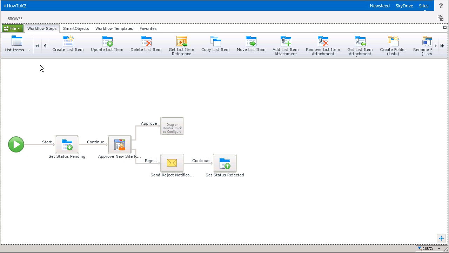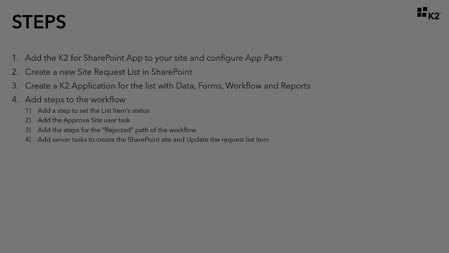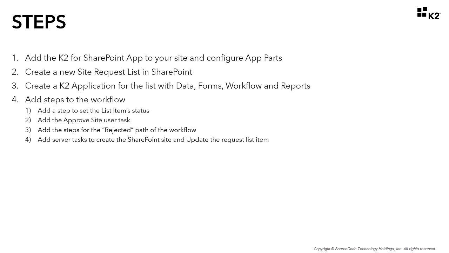We've now implemented the reject path of the workflow. Note that it is not necessary to add an end step to the workflow, and K2 will stop executing the workflow when there's nowhere else to go. In our workflow's reject path, K2 will stop the workflow once it finishes the Set Status Rejected step. Now let's take some time to move on and build the approve path of this workflow. Step 4.4 will take on building out the approval path by adding server tasks to create the SharePoint site and also update the request list item with a status of site created along with a couple other data points. Now let's go back to the workflow design canvas and get started.